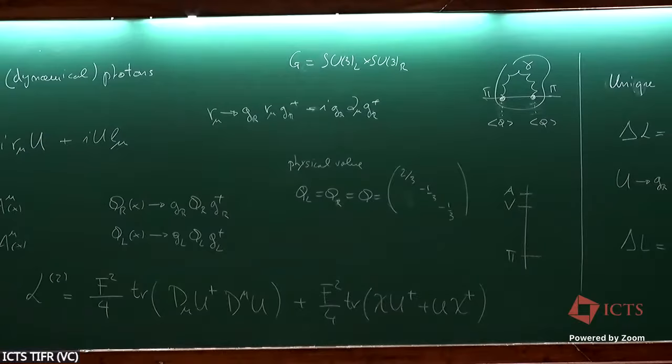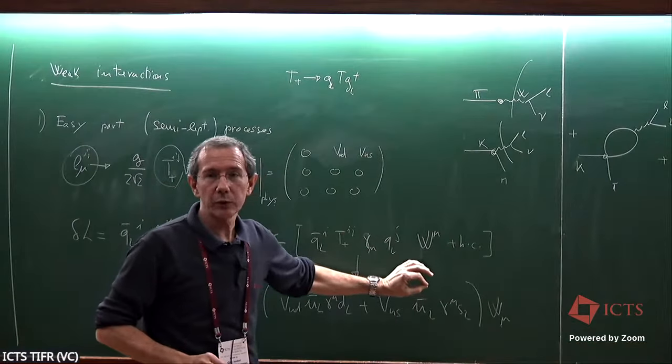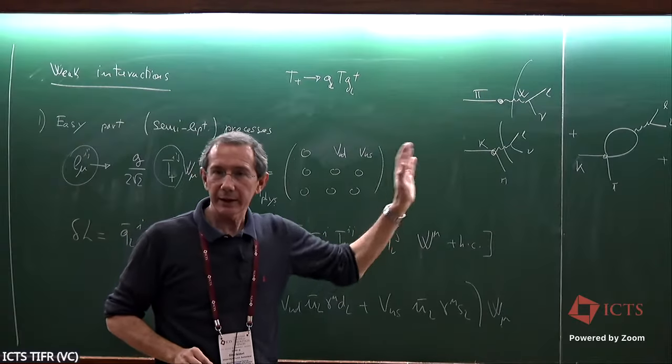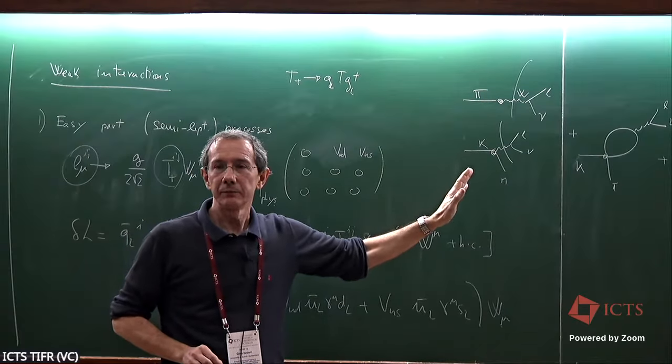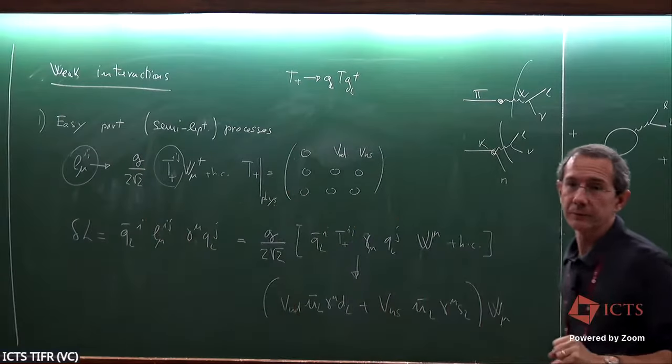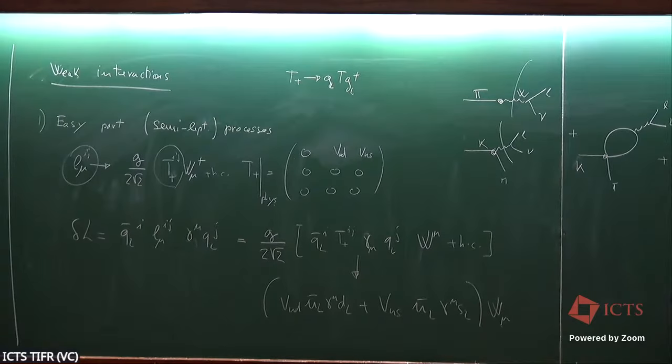Okay. So this is the easy part, which is the semi-leptonic processes, processes where the W interacts with the quark current and then goes leptonic. Then it's an external field, and when it's an external field, I just get it by the covariant derivative. Maybe I come back to it.